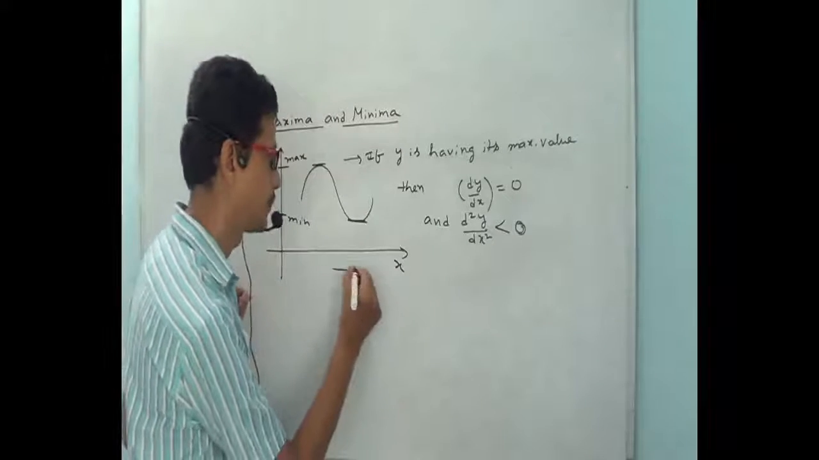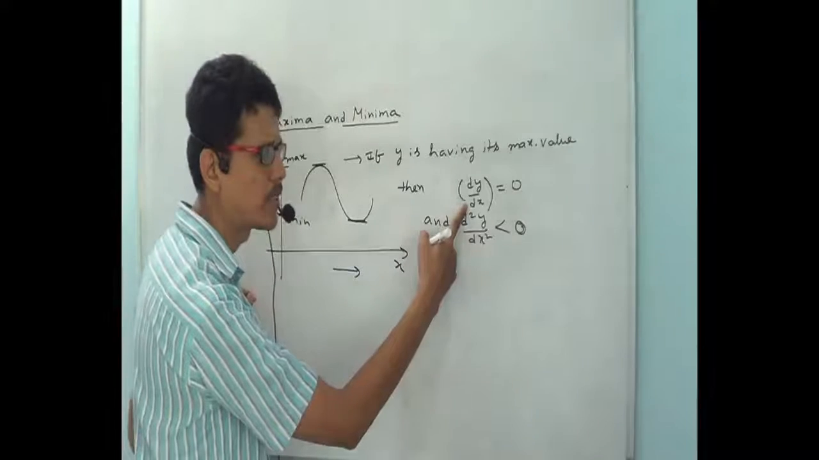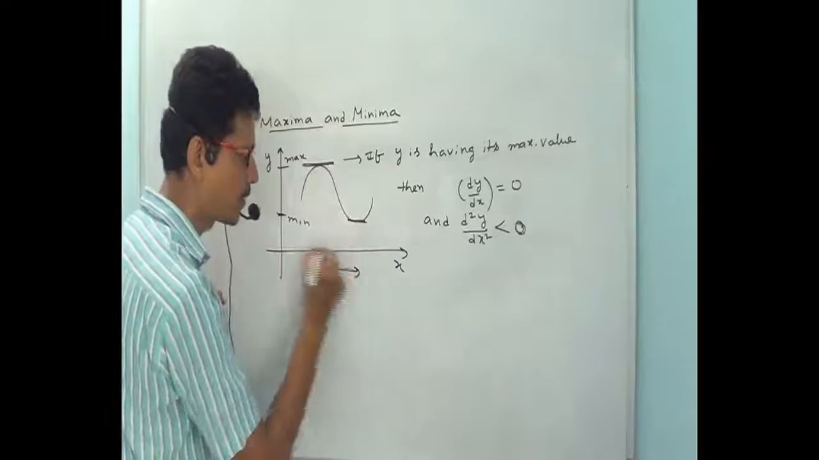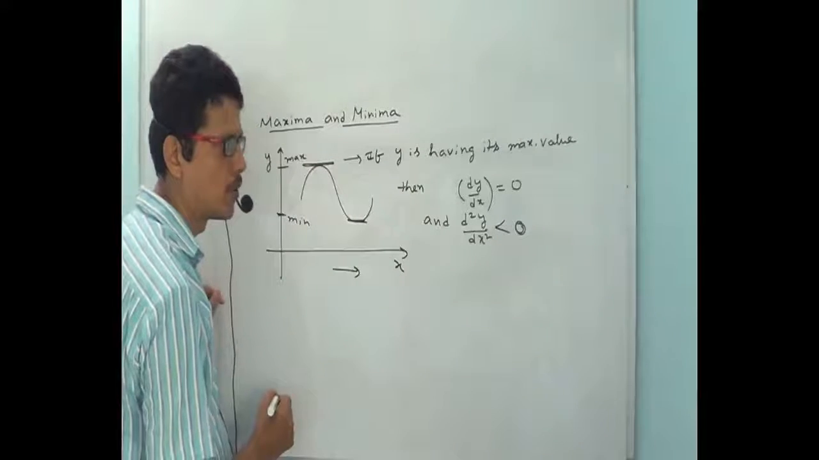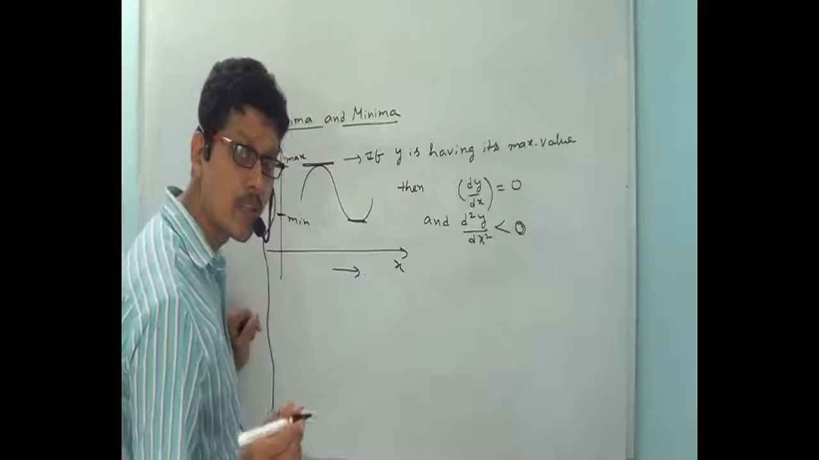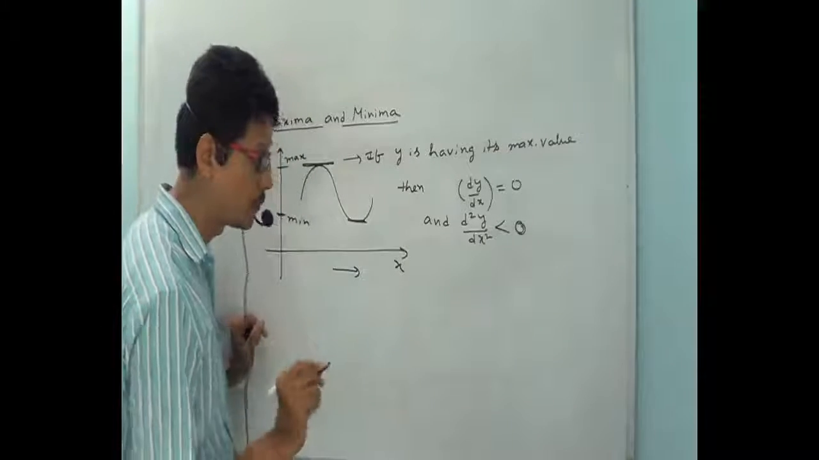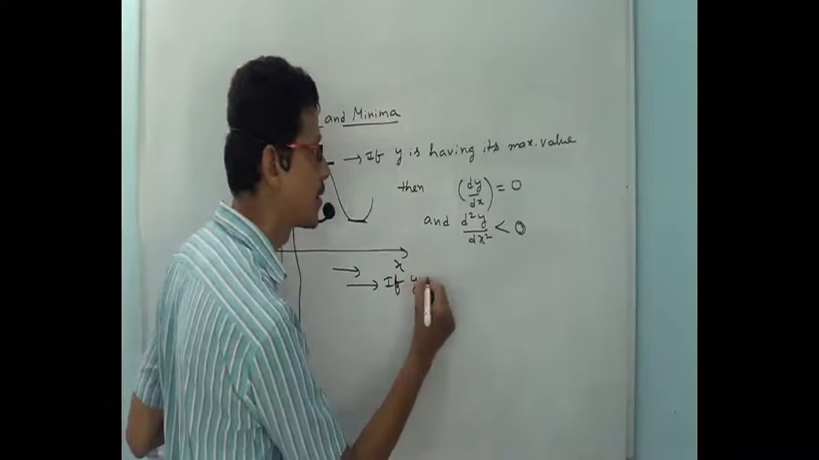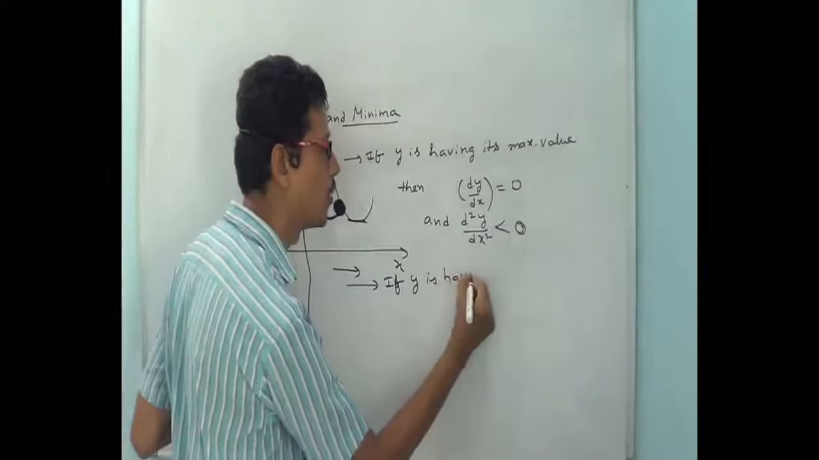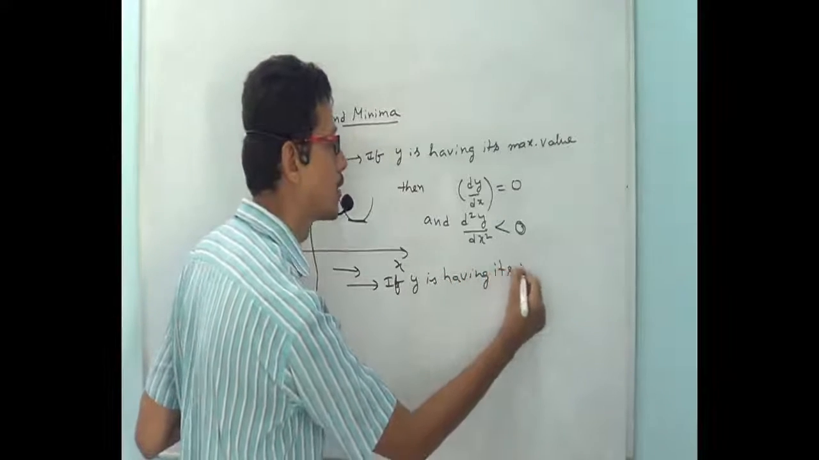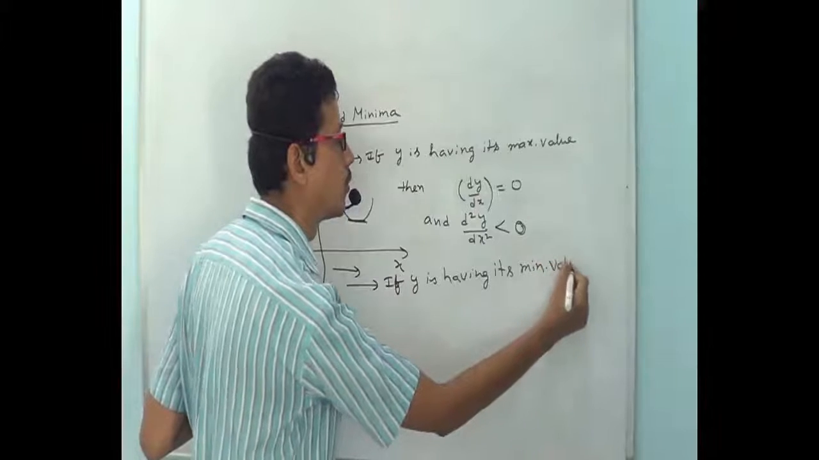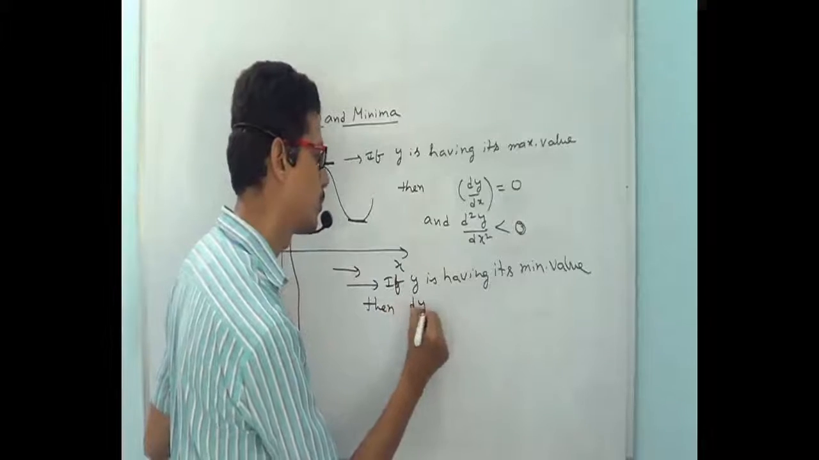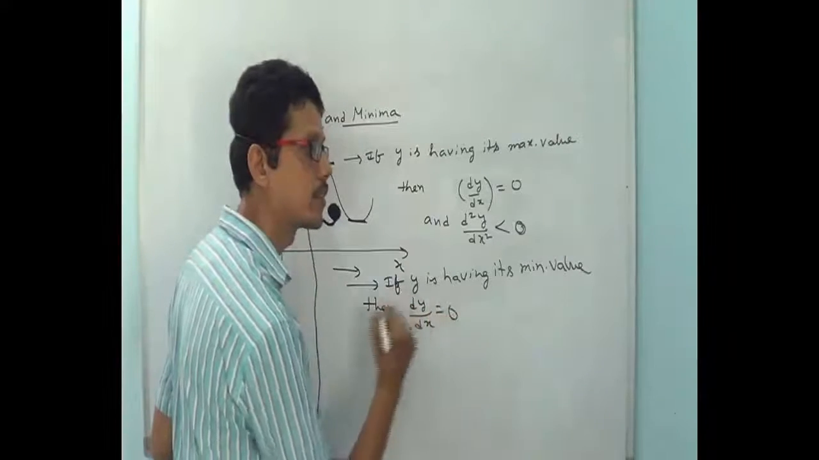Second point is, what is dy by dx? 0 means slope is becoming 0, no? Slope. So this line is parallel to x-axis. Slope is 0. Dy by dx 0 means the function attained its maximum or minimum value. So here I will write again. If y is having its minimum value, then dy by dx is equal to 0.